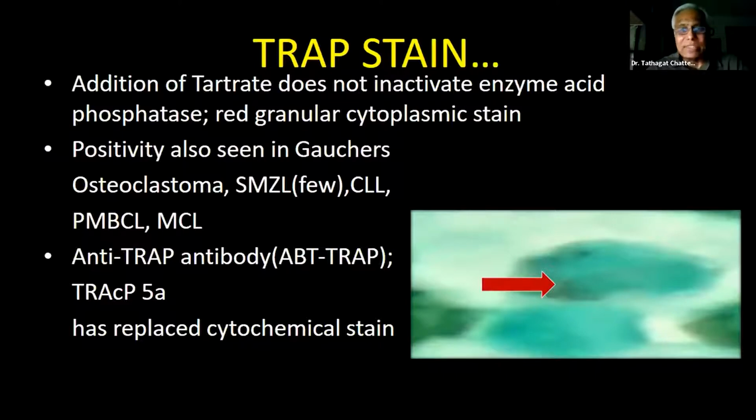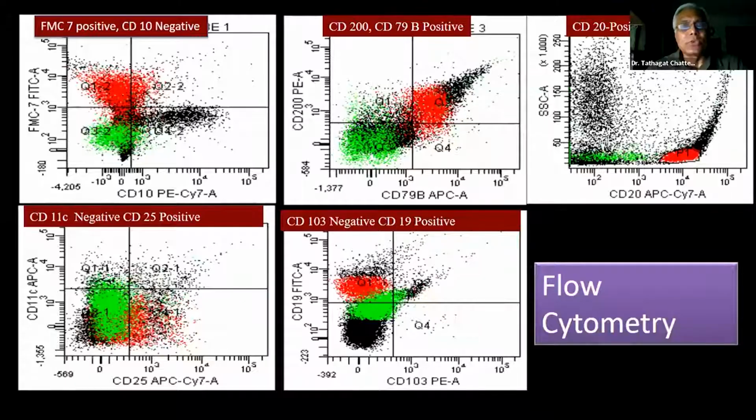These days, these TRAP stains have been replaced with the anti-TRAP antibody, that is TRACP5A, because the cytochemical stain in the hands of a naive person is not a good stain to do, because TRAP has to be done by a perfectionist. So we did a flow.